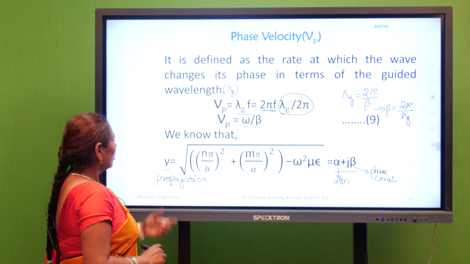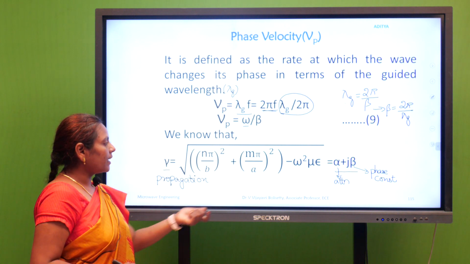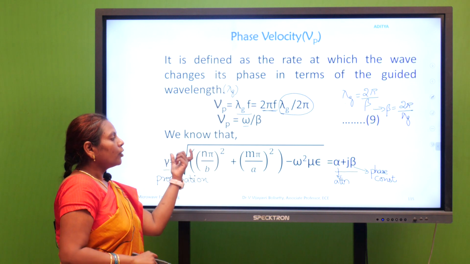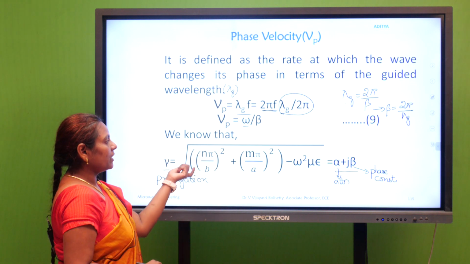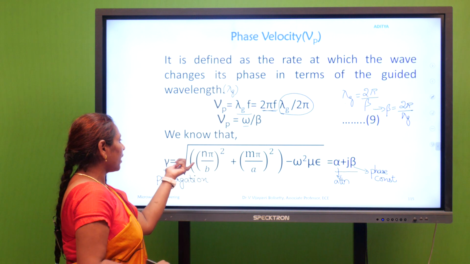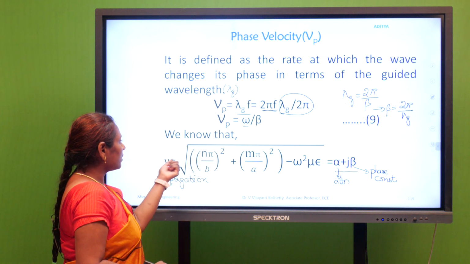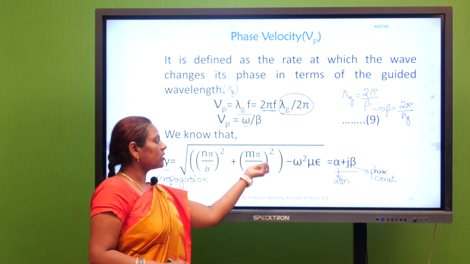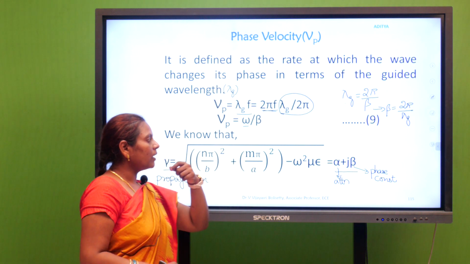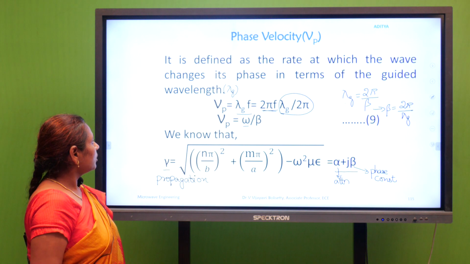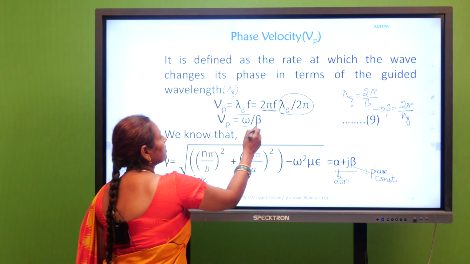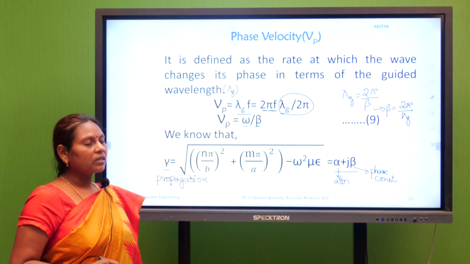Okay. So this propagation constant is expressed in terms of alpha plus j beta. Also from the equation h square is equal to a square plus b square, we have derived that gamma is also equal to n pi by b whole square plus m pi by a whole square minus omega square mu epsilon.